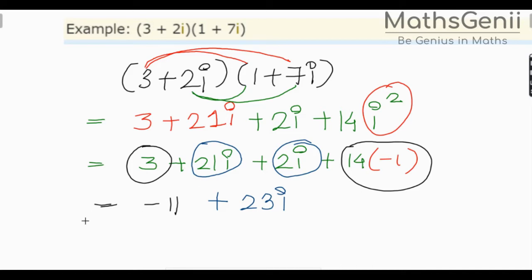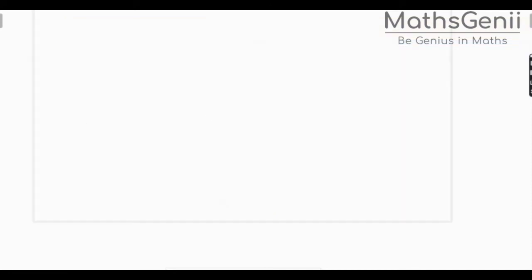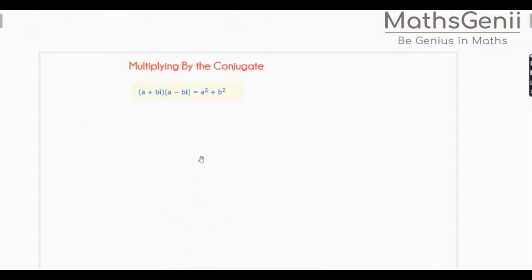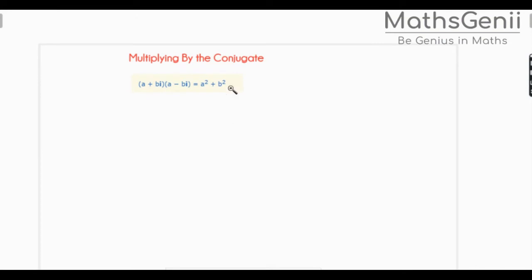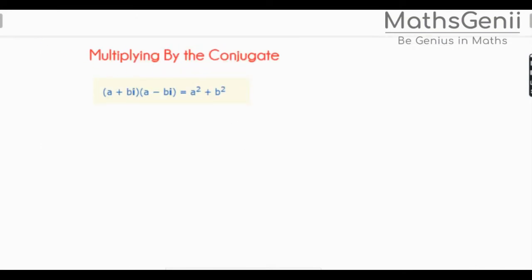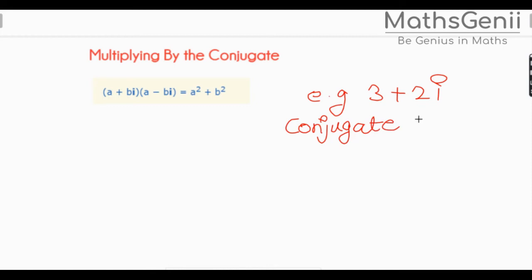Now let's look at something very interesting. Okay, conjugates. Multiply by conjugate. Now what is conjugate? I'll tell you. Very, very simple. We'll take an example of conjugate. If you have 3 plus 2i, the conjugate of this is going to be 3, 2i as it is. Here you have plus. In conjugate, it becomes minus.